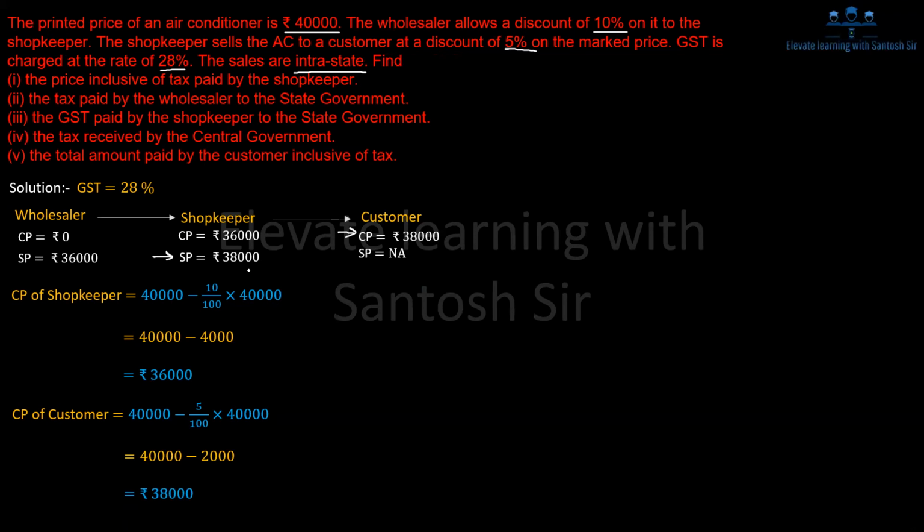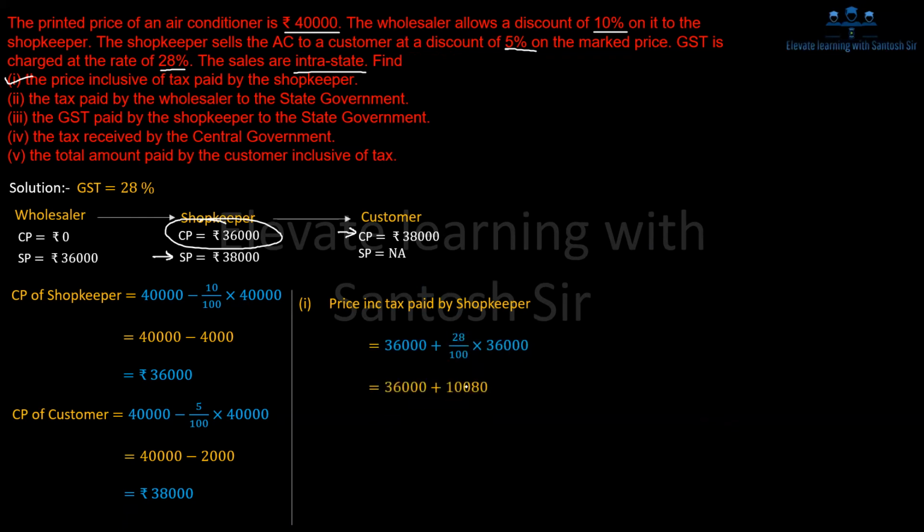Now let us one by one look at the sub questions. The price inclusive of tax paid by shopkeeper. So price including tax paid by shopkeeper will be made up of the cost price and tax. Cost price of shopkeeper is 36,000. So he will pay rupees 36,000 plus 28% tax on it, which will finally give 46,080 rupees.